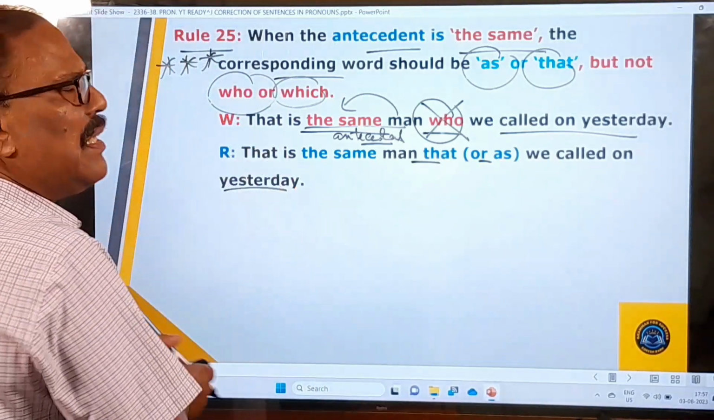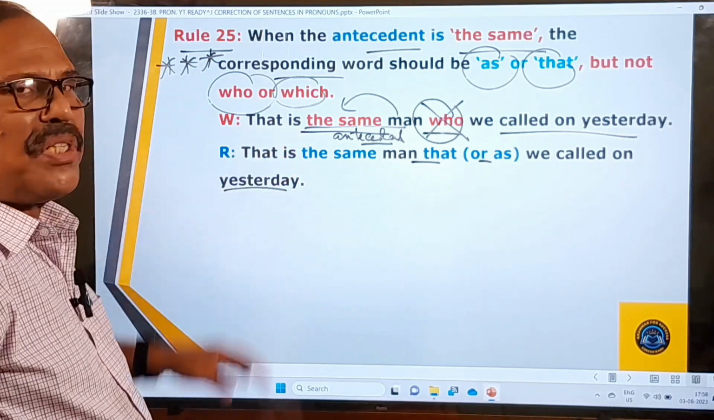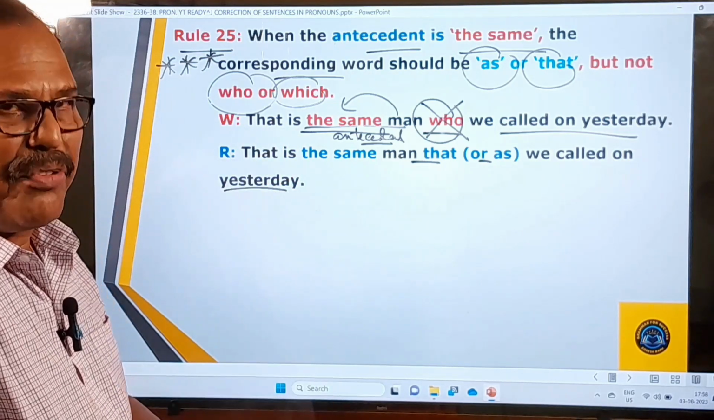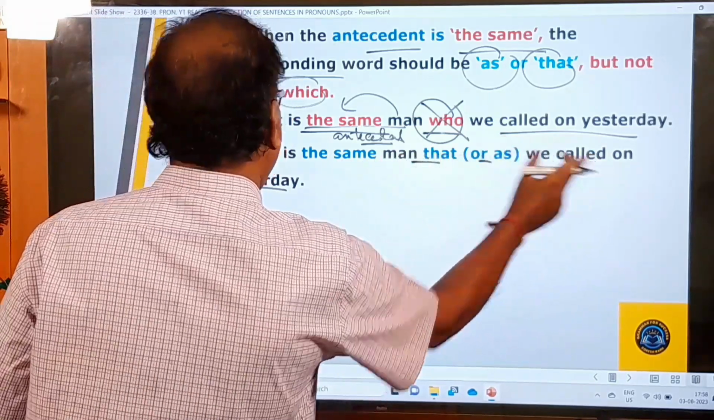It's very important in your competitive examinations; this kind of question will be given in order to confuse you. This is the same man that we called or as we called on yesterday.